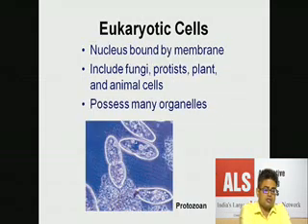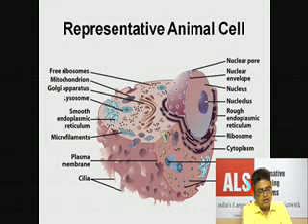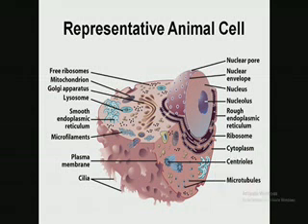So eukaryotic cells are bound by membrane. They include fungi, protista, plantae, animalia. They possess many organelles. Eukaryotic cells start from protista. An example of protista is a protozoan. The name is paramecium. You can see paramecium or the slipper animalcule in this diagram. Then a representative animal cell. The animal cell has a lot of organelles that are shown in this diagram.